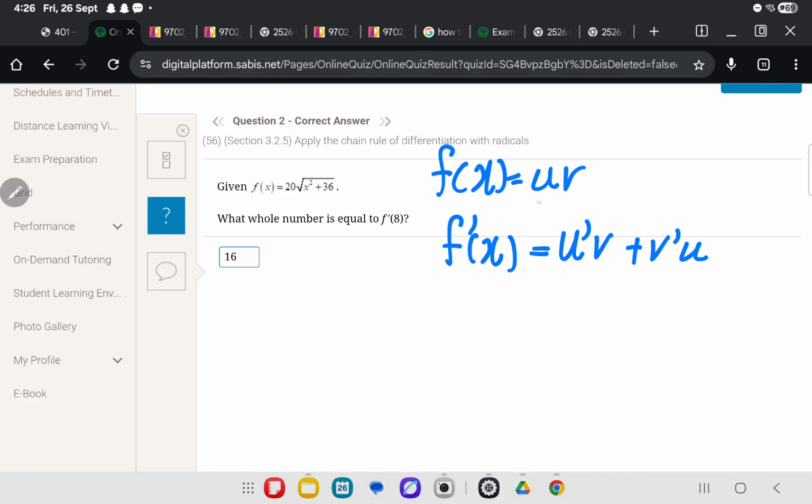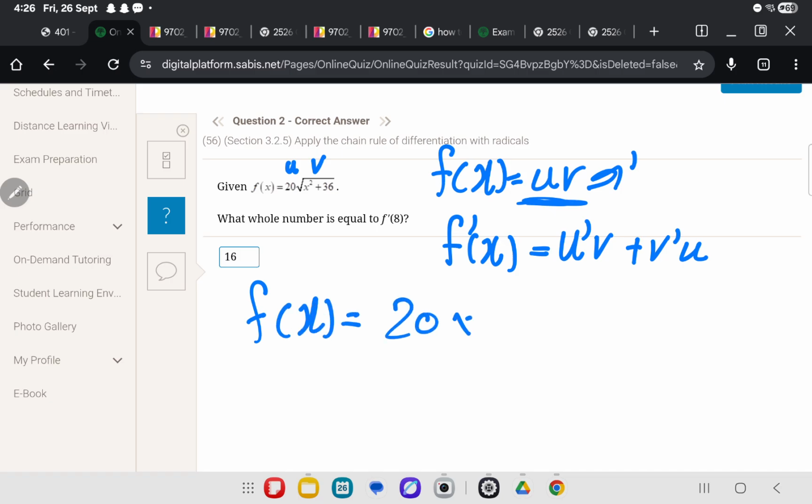However, again, u and v both have to be in terms of x. This is important. They have to both have x in them. Let's take this as u and this as v, because f of x equals 20 times radical x squared plus 36. That is fine. This is just a function. We're rewriting what's given. Now we're taking this as our u, this is our v.